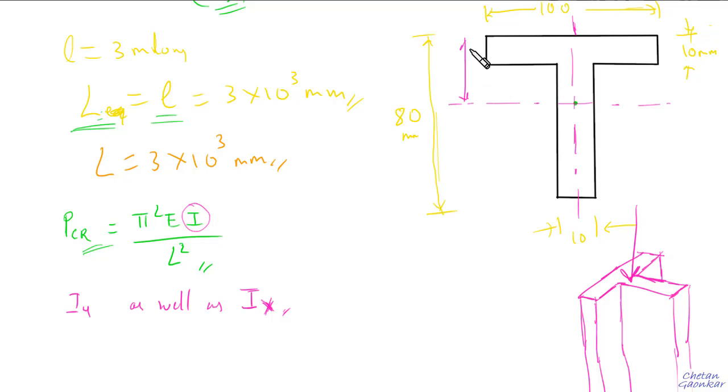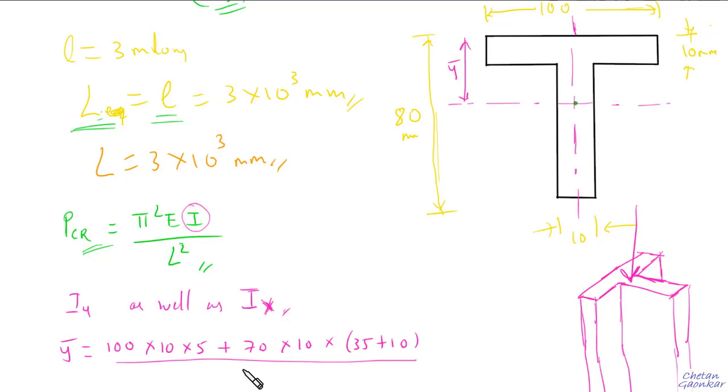What is y bar? We very well know by now how to deal with all this, how to find Iy or Ix. So y bar here will turn out to be 100 multiplied by 10 multiplied by 5 plus 70 multiplied by 10 multiplied by 35, divided by 100 multiplied by 10 plus 70 multiplied by 10. I will not waste much time explaining all these things again, because this has already been taken care of in much detail in the properties of area topics, right?